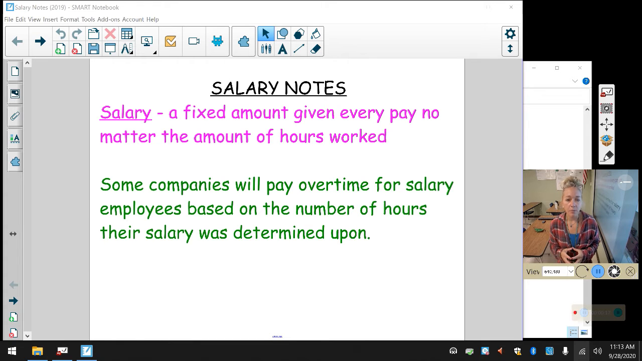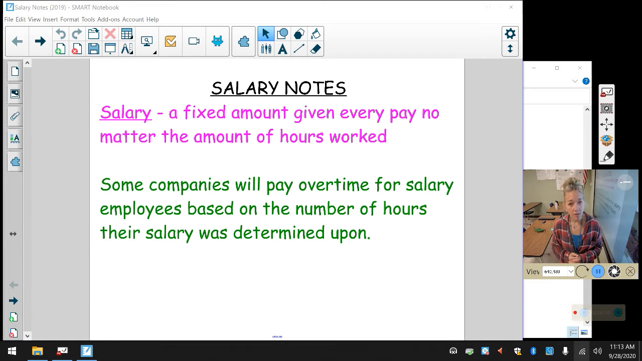Usually, for salaried employees there's an agreed number of hours they're supposed to work, and an agreed number of days they're supposed to work a year. For example, teachers are salaried employees. There's a certain number of hours that I'm required to be here and a certain number of days that I'm required to work a year, and for that I get paid a salary.